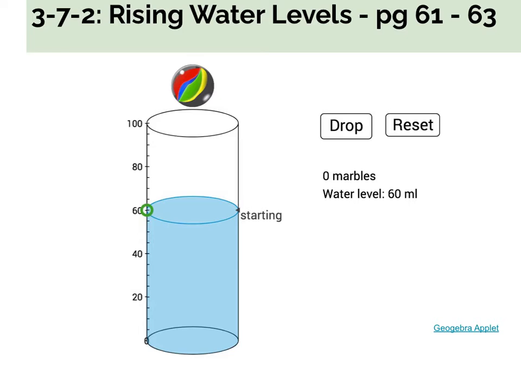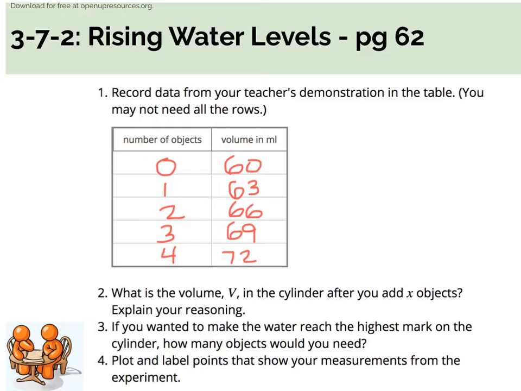So you might have to rewind and play the video again to fill in the table with all the information. All right, here is the table that you should have filled in on page 62. So at 0, the volume is 60, at 1 is 63, at 2 is 66, at 3 is 69, and at 4 is 72. So let's go ahead and answer number 2.